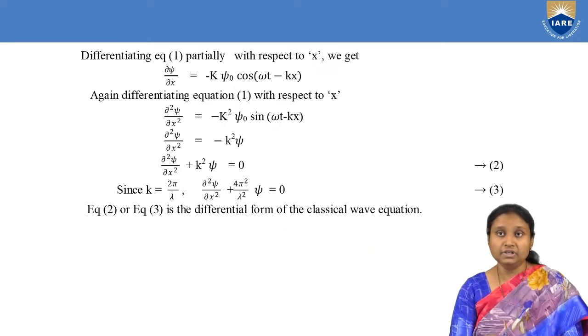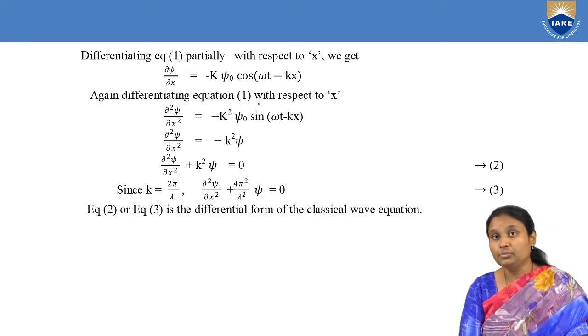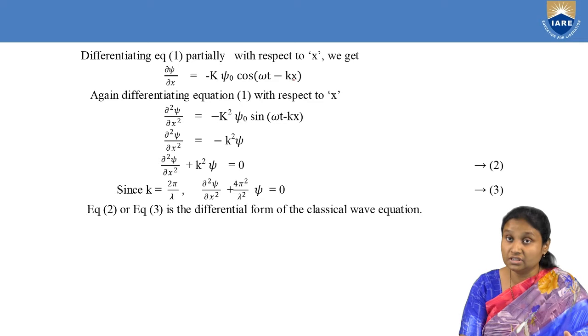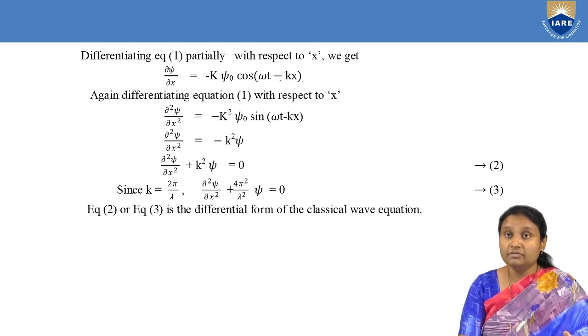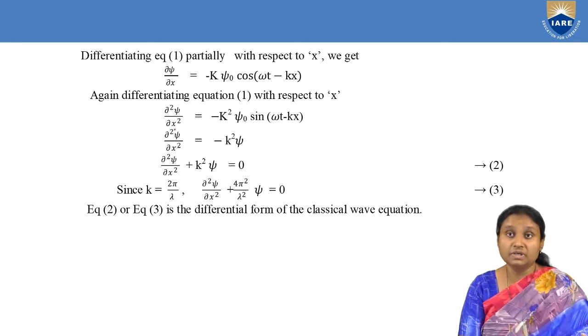So that's why when we differentiate with respect to x, we'll find psi naught to be a constant, and then our sine omega t minus kx becomes cos omega t minus kx. And because we are differentiating with respect to x, we'll have minus k. So finally we'll have minus k psi naught cos omega t minus kx. And here psi naught is nothing but a constant, because we are taking it as amplitude. Now we are differentiating again with respect to x. So then we have del square psi by del x square.